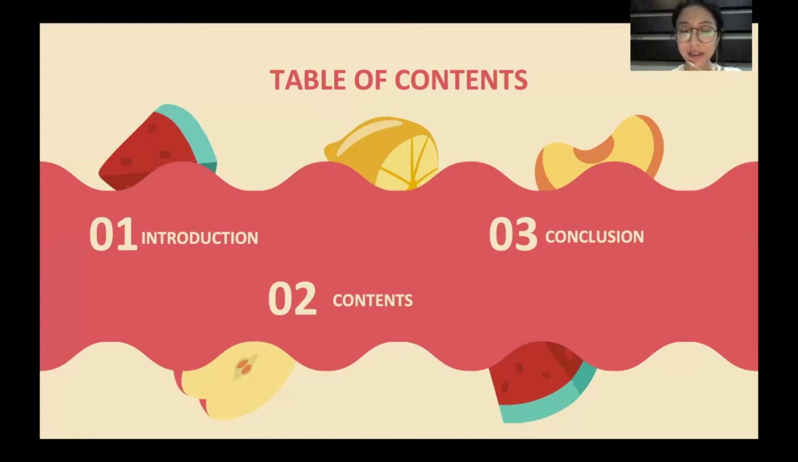So the substances that we will talk about in this student project presentation are classified into three groups. The first one is introduction, the second one is the contents, and the third one is conclusion.